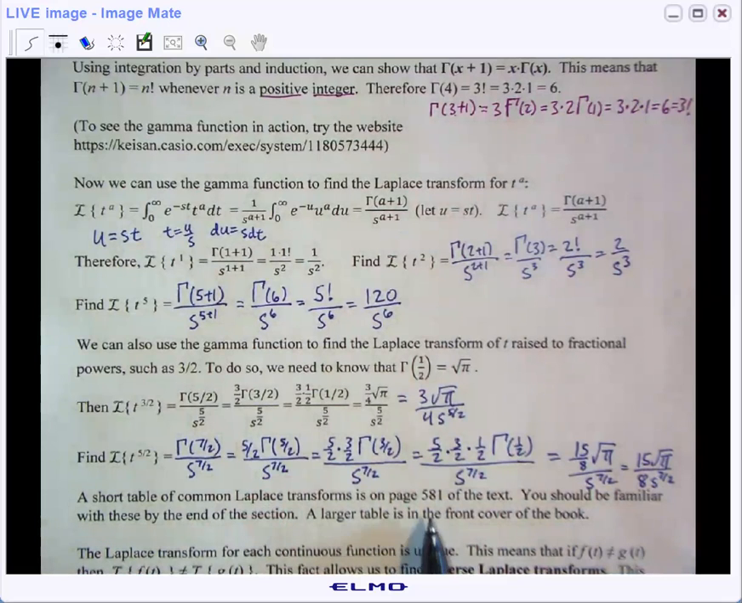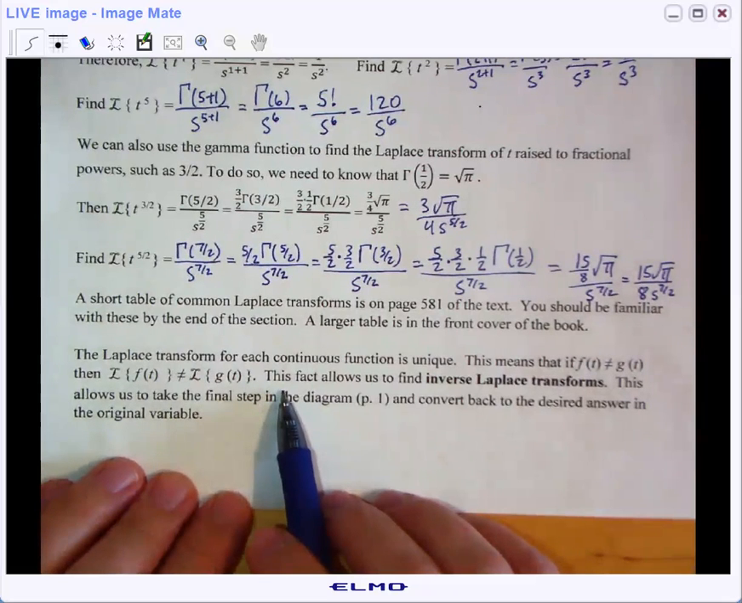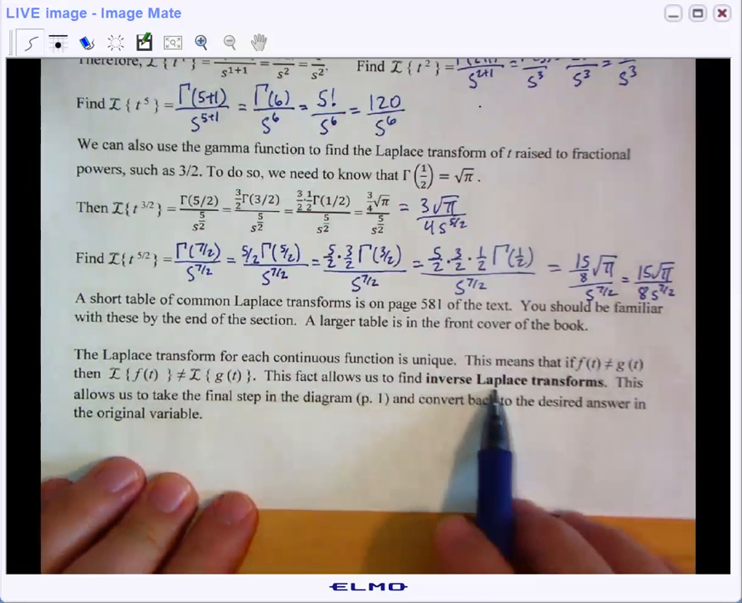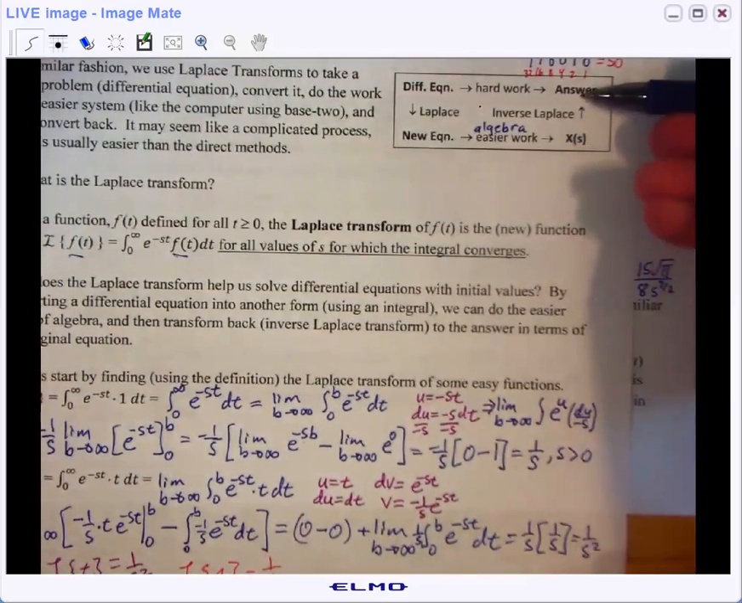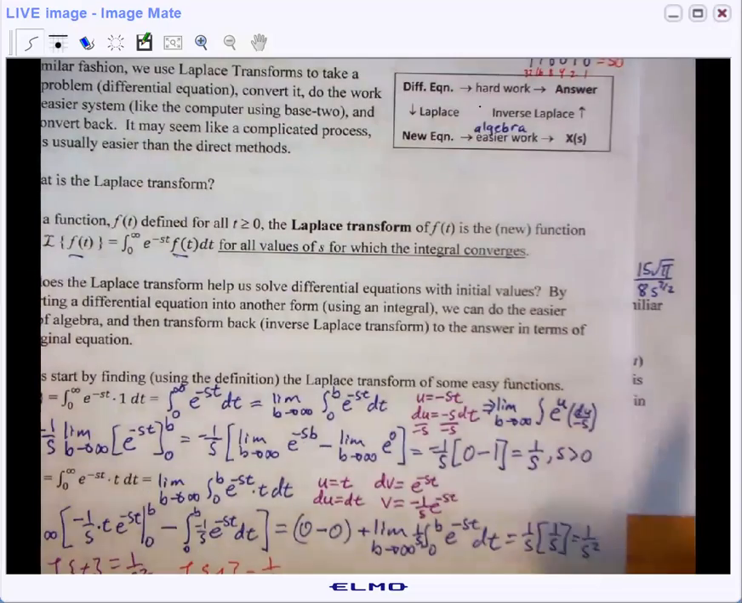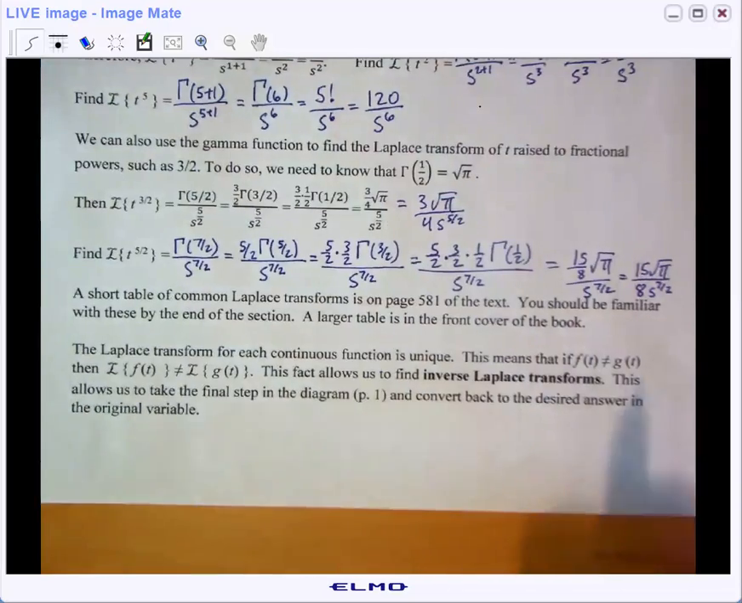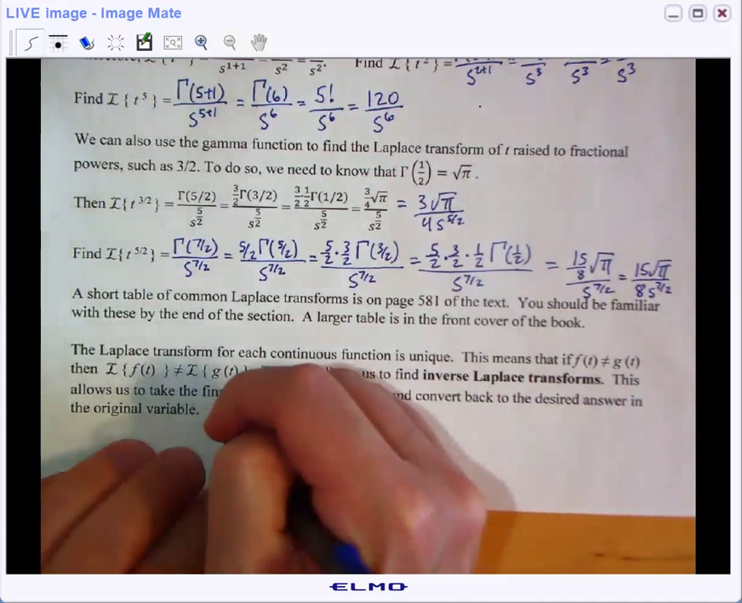So you will see on page 581, and actually in the front cover of your book, a table of Laplace transforms. And something really cool about the Laplace transforms, something that's really necessary and what actually makes it work, is the fact that Laplace transforms are one-to-one. Therefore, they have inverse Laplace transforms. And that's the important thing there: we need the inverse Laplace transform so that we can go backwards and convert, kind of like our computer converted from base 2 back to base 10 so that we as humans understand it.